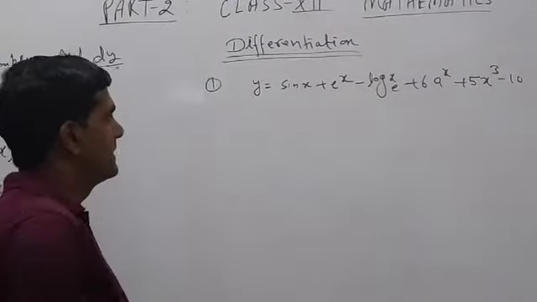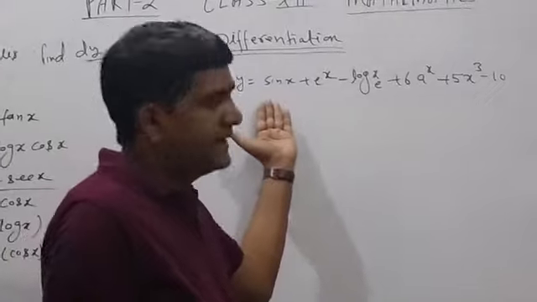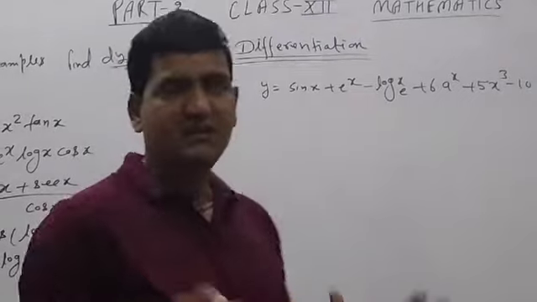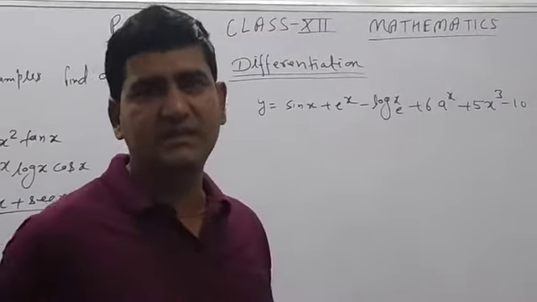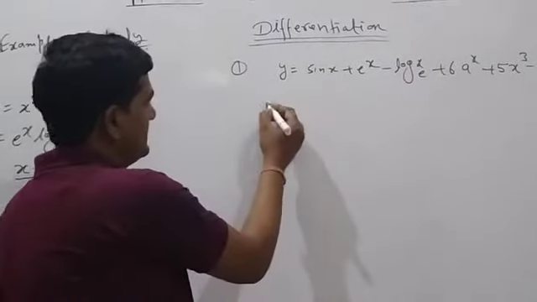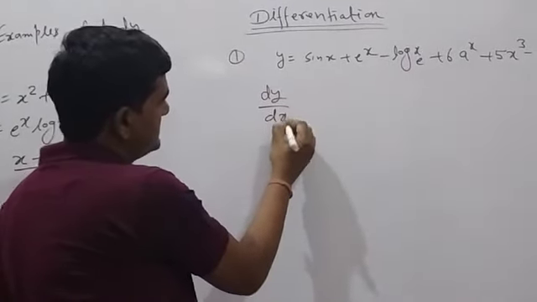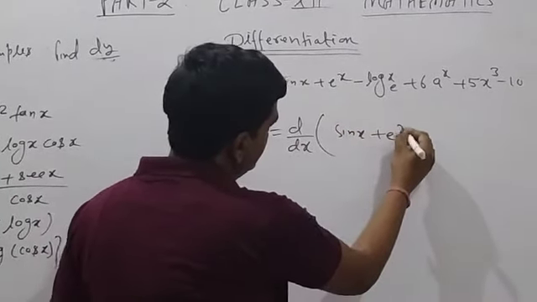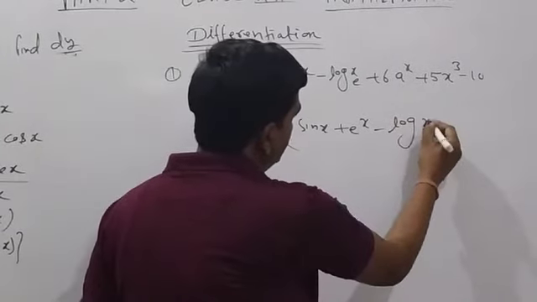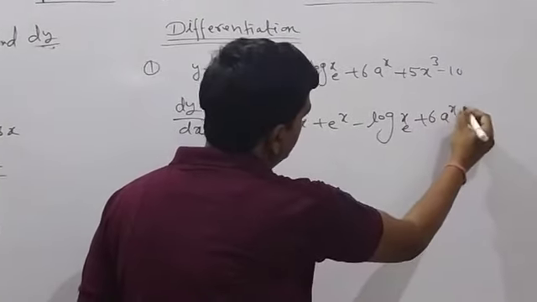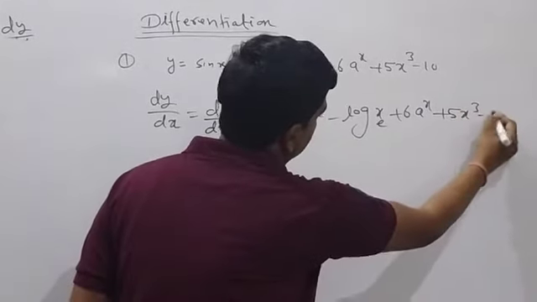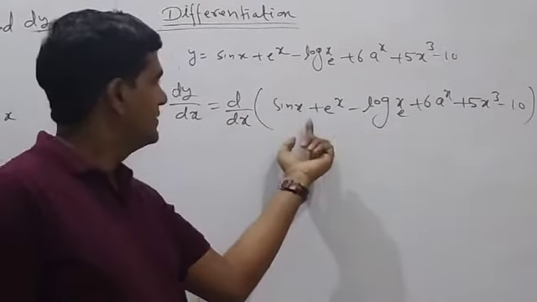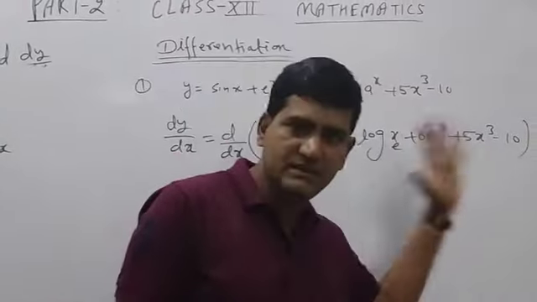Then this is the first example. Find dy by dx, meaning the derivative of this function. First of all, we have to put the symbol. If any question is there, we have to put the symbol. So dy by dx is equal to d by dx of sin x plus e power x minus log of x base e plus 6 into a power x plus 5 into x cube minus 10. Clear? Now how many terms are inside the bracket? 1, 2, 3, 4, 5, 6.